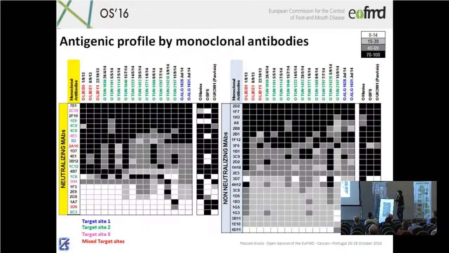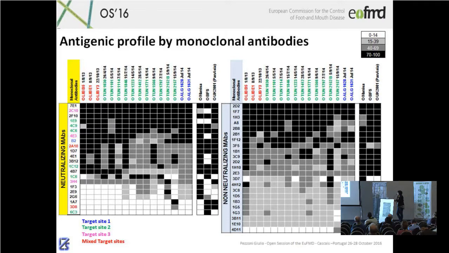We also performed, as I told you, an antigenic profile by monoclonal antibodies. You can see in these two tables, we divided the non-neutralizing MABs in the right table and neutralizing MABs in the left table. All the isolates that we tested are chronologically ordered above each table, and the prototype viruses against which the monoclonal antibodies were generated are also listed. The different cells represent a different reactivity of each MAB against the isolates.